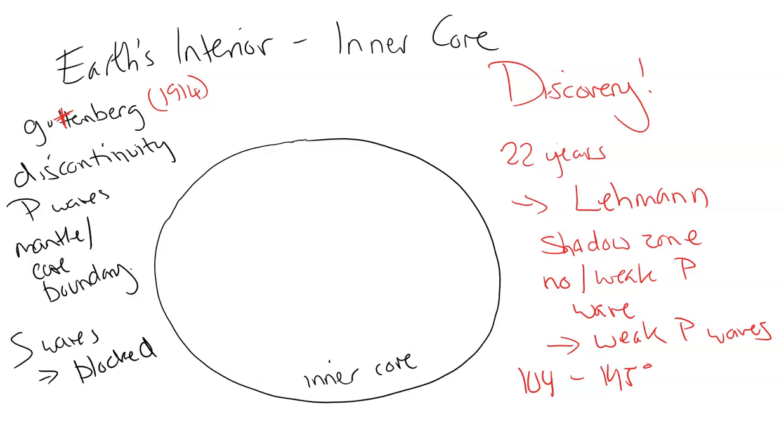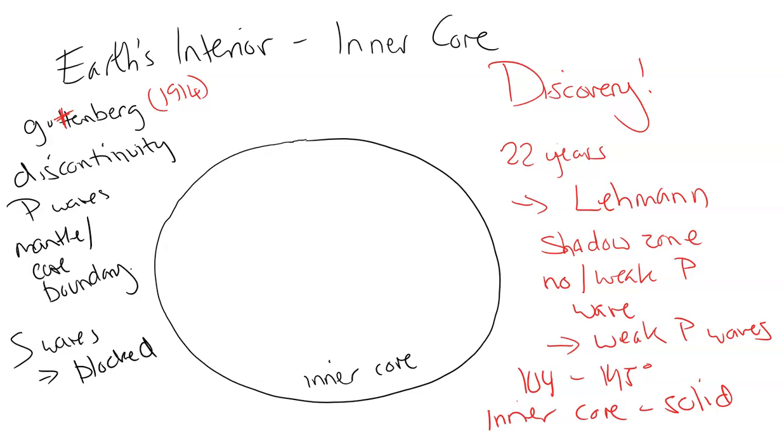So there were weak waves there, and the weak waves gave Lehman an idea that there was something else deeper down that was changing the seismic waves, making them change velocity and change the angle at which they would be received by the Earth's surface. So Lehman suggested that the inner core is solid rock, and that would account for the weak P waves being registered in the shadow zone and the location of those P waves as well.